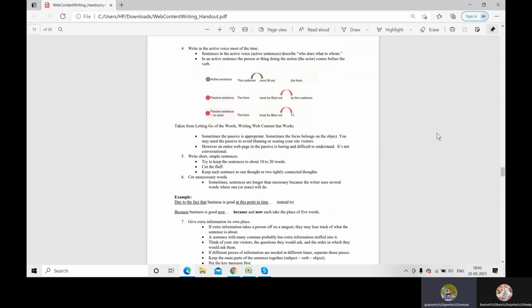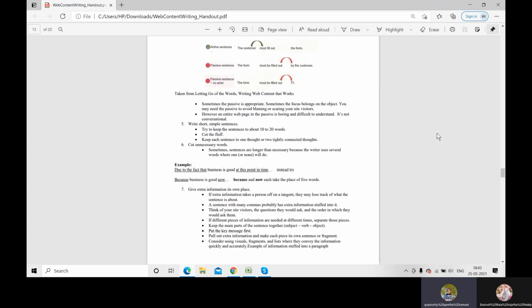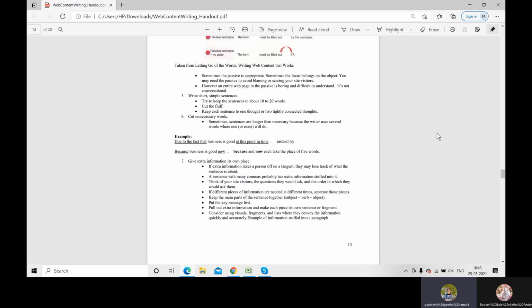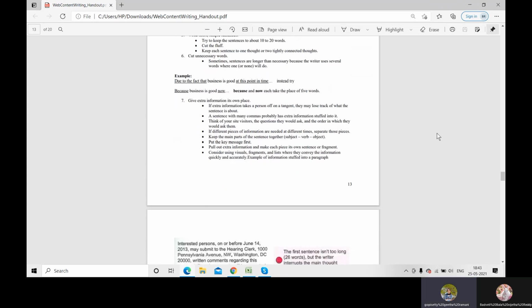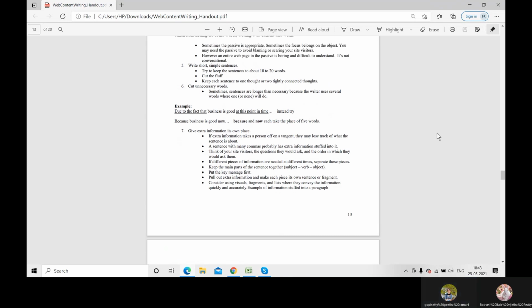Taken from Letting Go of the Words: Writing Web Content That Works. Sometimes the passive is appropriate, sometimes the focus belongs on the object. You may need the passive to avoid blaming or scaring your site visitors. However, an entire web page in the passive is boring and difficult to understand. It's not conversational. Write short, simple sentences. Try to keep the sentences to about 10 to 20 words.